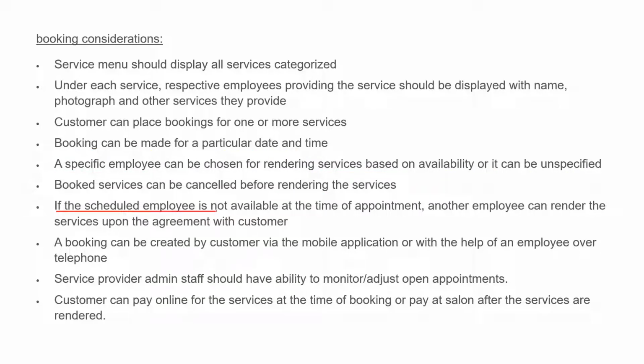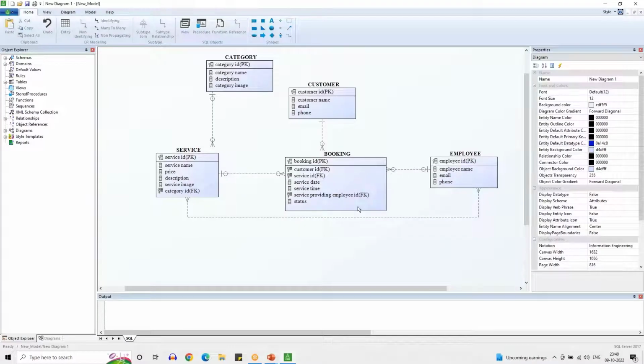If the scheduled employee is not available at the time of appointment, another employee can render the services. We have discussed that when a customer creates a booking, the customer can choose a service providing employee. So that employee ID is saved here. Now at the time of rendering the services, if that particular employee is not available, we can go ahead with another employee. It means this value in the foreign key can even be modified. We have a value, but it can be modified.